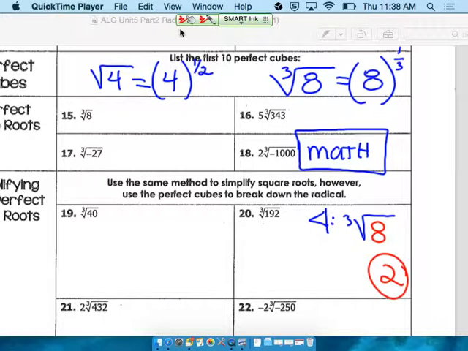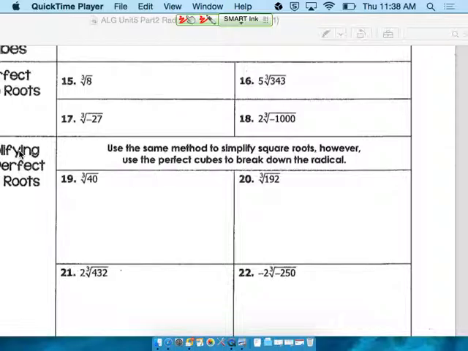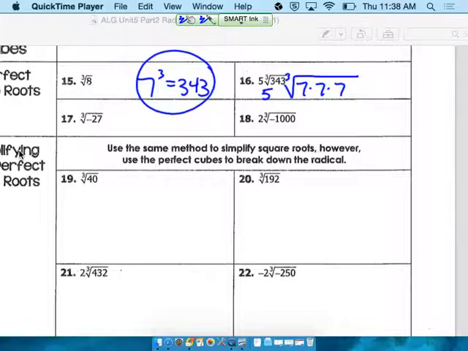Okay, so let's do a few of these. Let's look at 16 first. And as I said a minute ago, cube roots are not as easily recognizable as square roots because we just simply don't think about it that much. So here I've got the 5 sitting here, which I'll ignore for just a minute. The cube root of 343 is 7. So 343 is 7 times itself 3 times. So 7 cubed is 343. So the simplified answer for number 16 would be 5 times 7, or 35. Nothing would remain underneath the radical since 343 is a perfect cube.